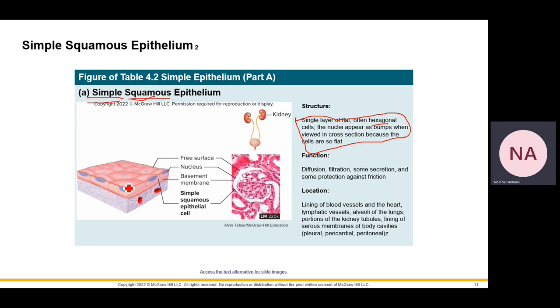And because these are just flat and thin cells, they function basically for diffusion, filtration, while some are for secretion, and while some are for protection against friction. And they are usually found in the lining of our blood vessels, like in the lining of the arteries and veins. In the lining of our arteries and veins, a special term is used. Instead of epithelium, they are termed as endothelium. Endo kasi means inside. Since they are located inside the blood vessels, then they are more correctly termed as endothelium.